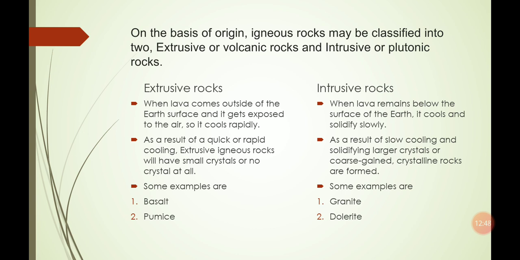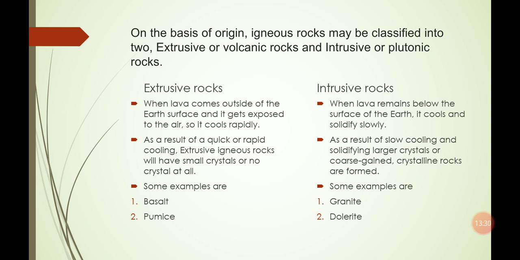So what are extrusive rocks? When the lava comes out of the earth's surface and comes in contact with the outer atmosphere, the atmosphere present on the surface of the earth, it gets cooled rapidly. Because of this rapid cooling, the extrusive igneous rocks have small crystals, or sometimes no crystals at all. The examples are basalt and pumice.